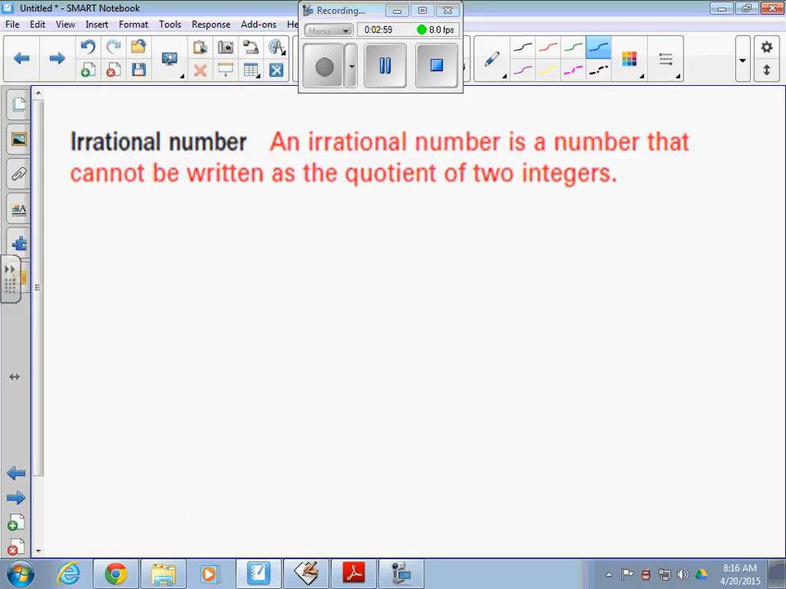An irrational number is a number that does not stop. The most common irrational number that you've used so far is the number pi. That number keeps going. You abbreviate that as 3.14 most of the time, or as 22 over 7. But both of those are approximations because that number keeps going. Any number that keeps going and doesn't repeat itself is an irrational number.